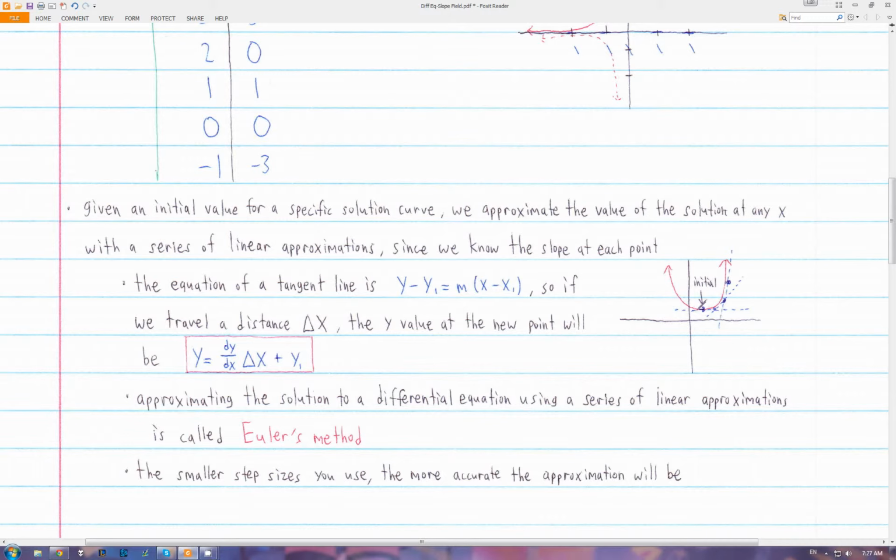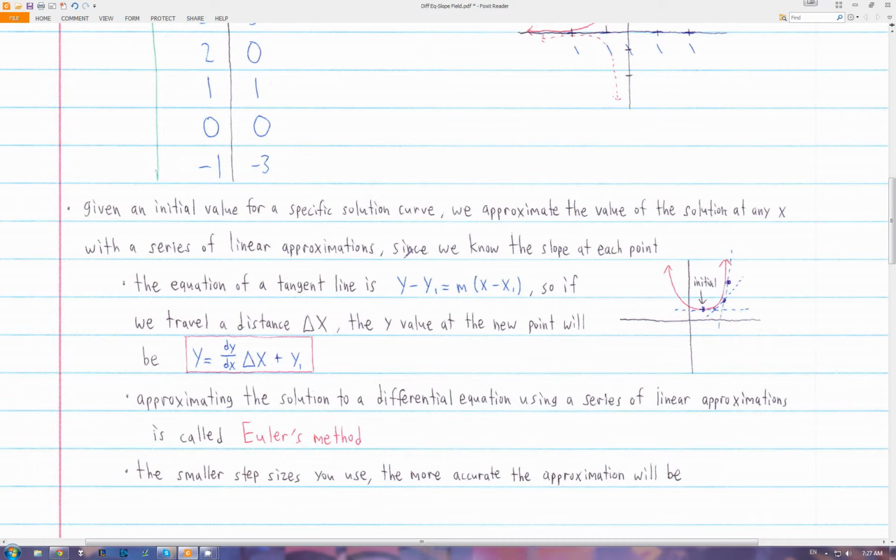If they give us this initial point here, then we know the slope at this point, so we can make a linear approximation and approximate the y value at this point. And then at this point, the derivative is different, so we can make a new linear approximation and approximate the y value at this point. And then we can make another linear approximation to get to here.